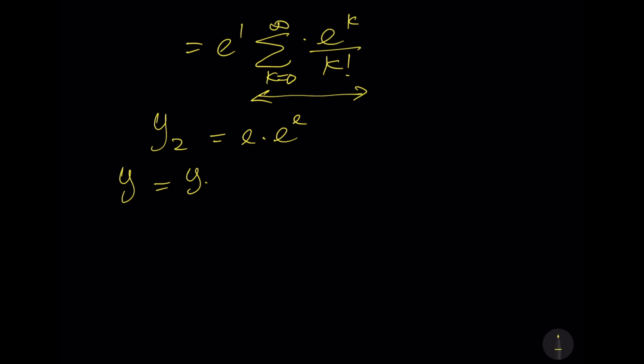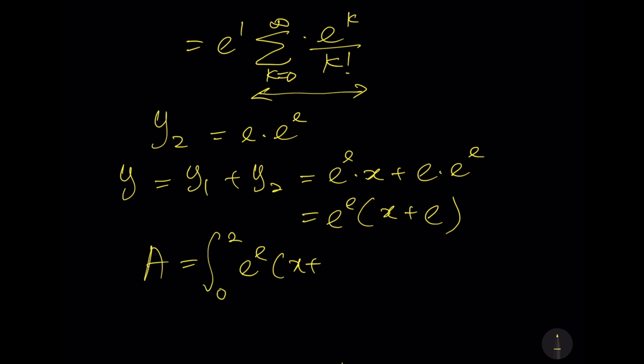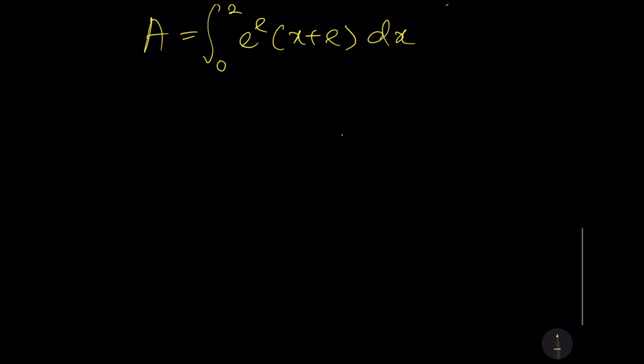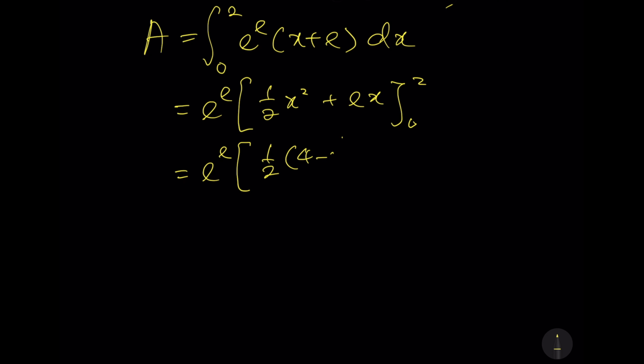We successfully get the y without the summation symbol and without the k, which is e power e multiplied by x plus e multiplied by e power e. Or we factor it to become e power e multiplied by x plus e. The area is equal to the integral from 0 to 2 of y dx, which is equal to a constant e power e multiplied by 1 over 2 x squared plus e x, for x equals 2 and 0. Put in x equals 2 and x equals 0 into the equation. We obtain the area under the curve.